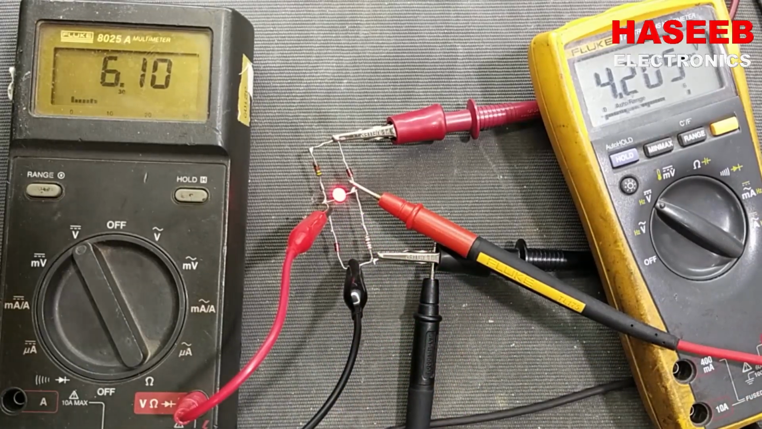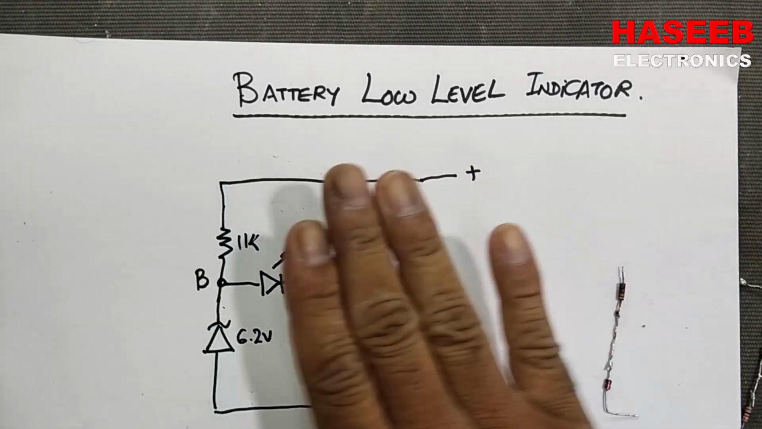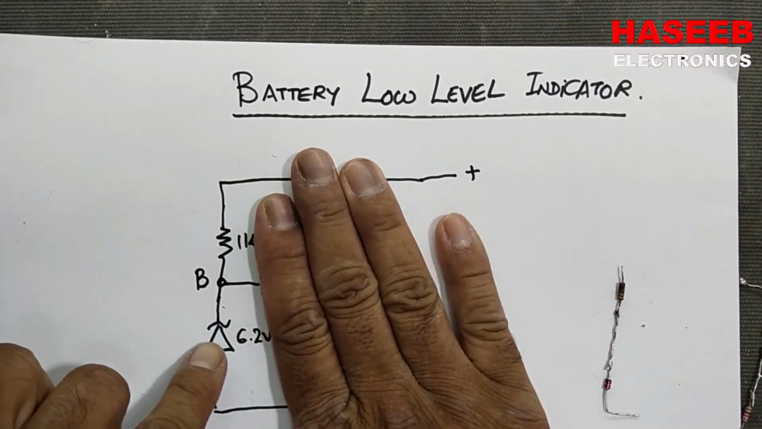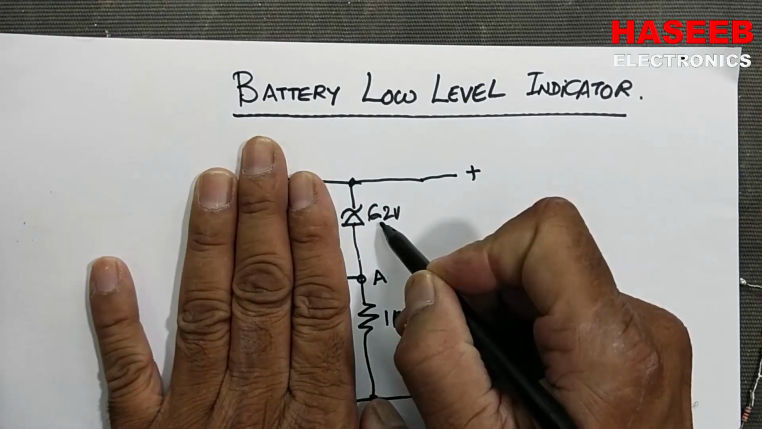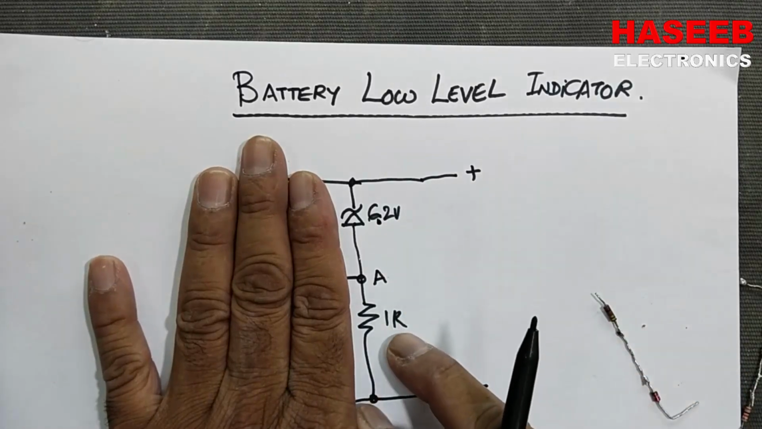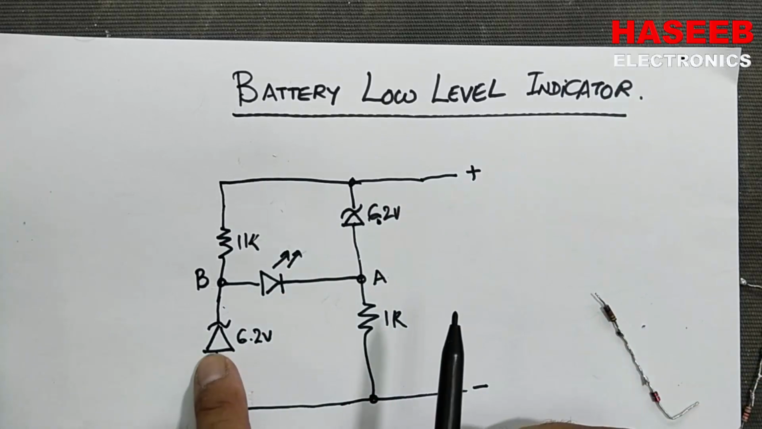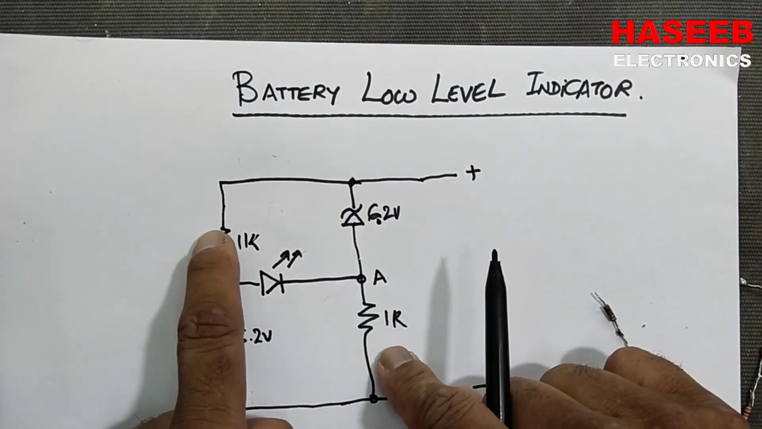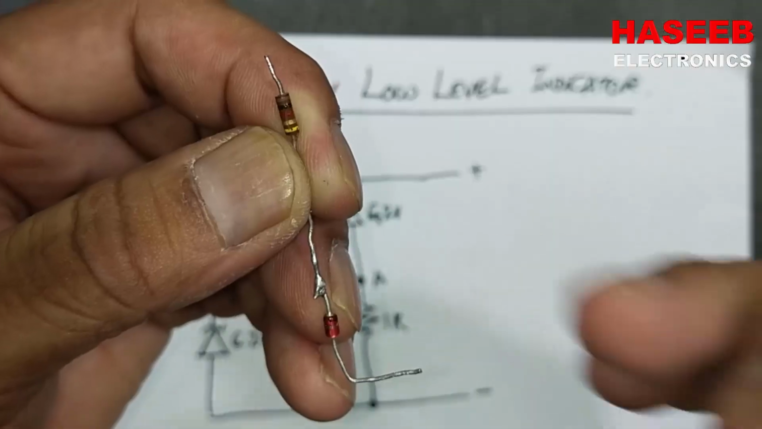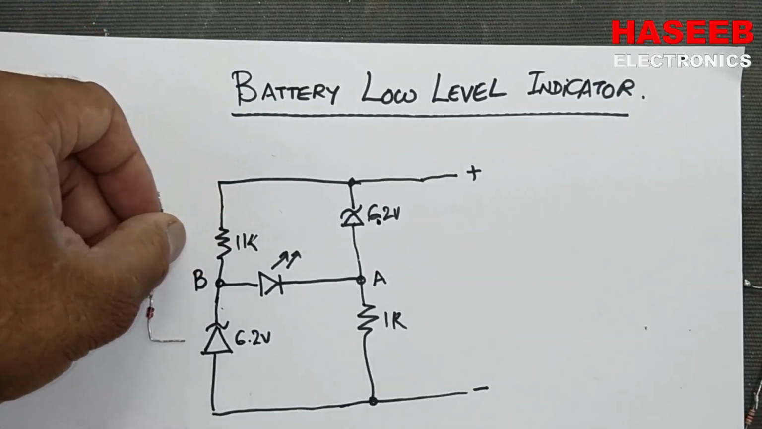So let's discuss this circuit. Basically, it is a question from one of my viewers. He asked me to explain this circuit. Basically, this circuit has two portions: a 6.2 volt zener and a 1 kilo ohm resistor. You can select a 0.5 watt, half watt zener, 6.2 volt, and 1 kilo ohm resistors. When we want to connect it: anode, cathode, resistor. This is our first set.